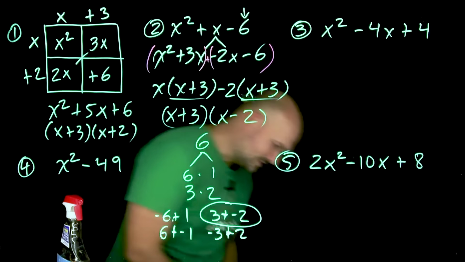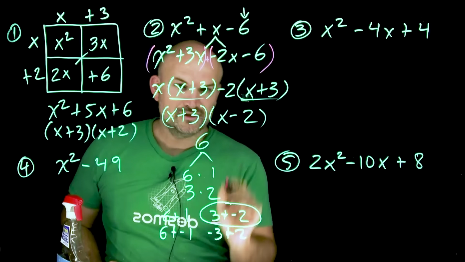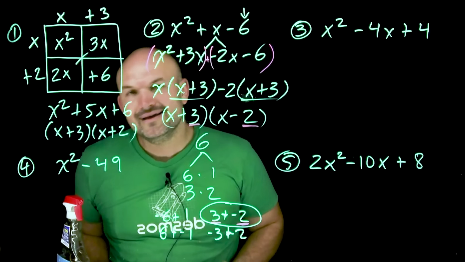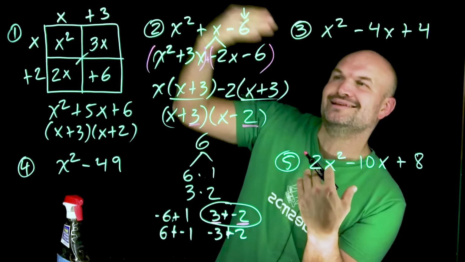Now, you might say, Mr. McLogan, that was a lot of work, because doesn't the 3 here translate to the 3 here, and the negative 2 here translate to the negative 2 here? Yes, you caught me. I'm doing a little bit extra because this is going to be important for the next lesson.